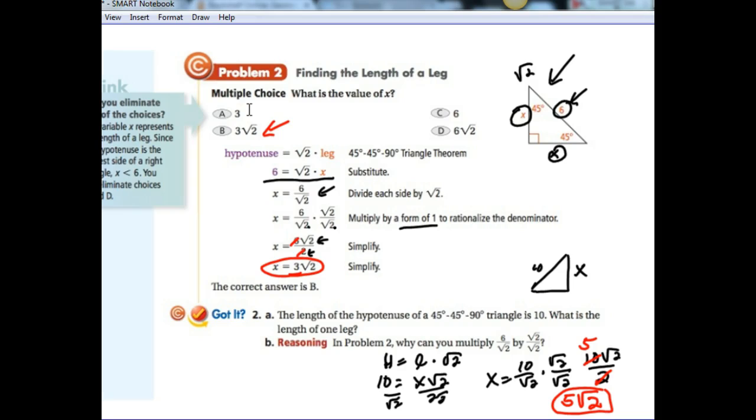Okay. Now, the second part said in problem 2, why can you multiply 6 square roots of 2 by the square root of 2 over the square root of 2? Again, I shared this with you before. First of all, by doing square root of 2 over square root of 2, it will help you eliminate the radical out of the denominator. But secondly, you can do it because you're not changing the value of the problem, because any number over itself is simply just 1. And therefore, you're not really changing the value of the problem.